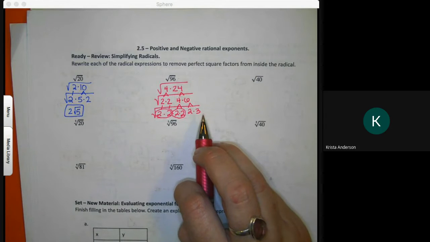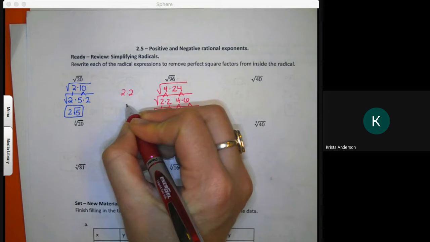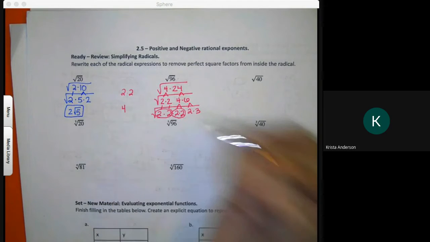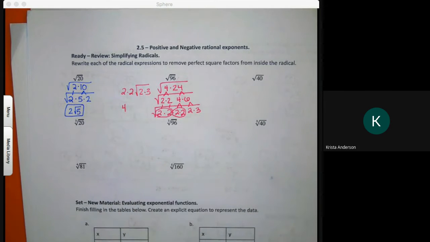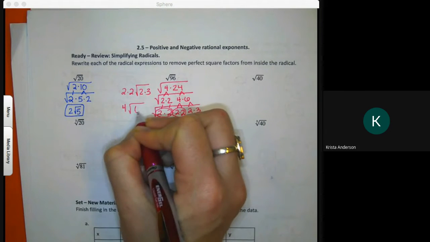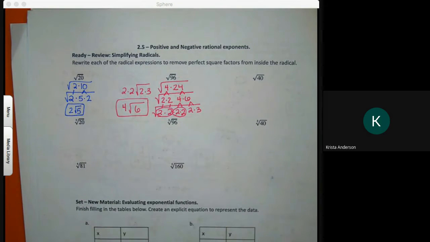So my final answer would be 2 times 2 is 4. And what is 2 times 3? 6. And you do not have to show that work, but that's how we get the 4 and the root 6.